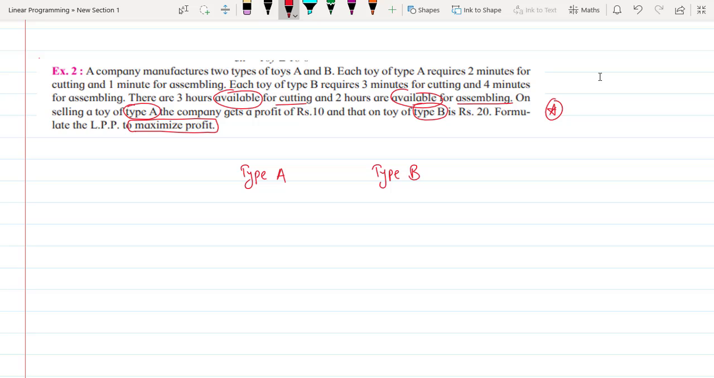So let's write down: cutting process is my first constraint, and assembling process is my second constraint. Okay, now let's fill this table. Toy A requires 2 minutes for cutting, and for assembling 1 minute. So for type A, cutting is 2 minutes and assembling is 1 minute.